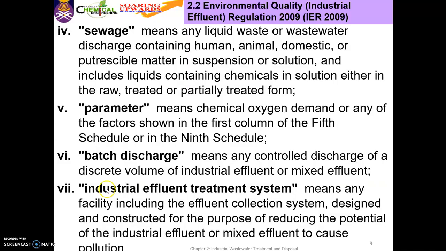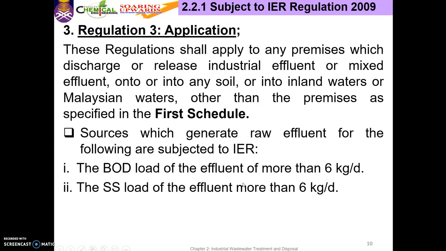And number 7, industrial effluent treatment system means any facility including the effluent collection system designed and constructed for the purpose of reducing the potential of the industrial effluent or mixed effluent to cause pollution. Okay, industrial effluent treatment system, IETS. Okay, the short form is IETS. Okay, that is for number 2.